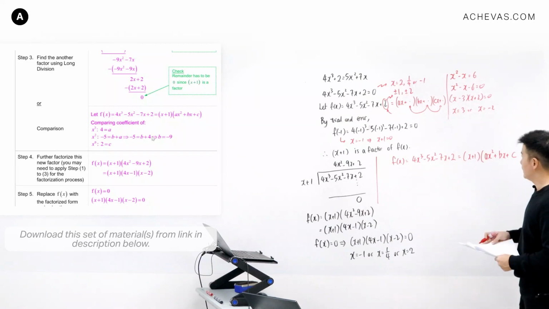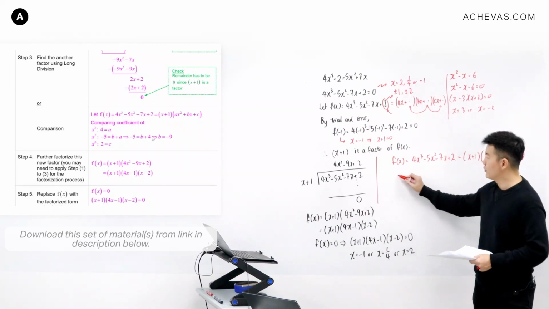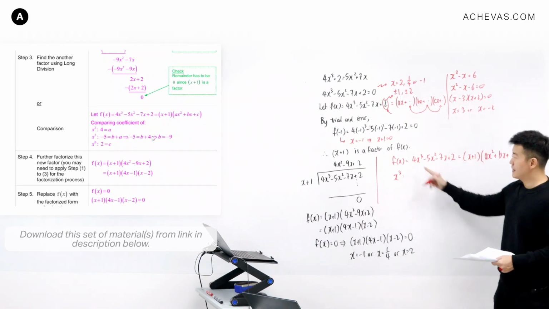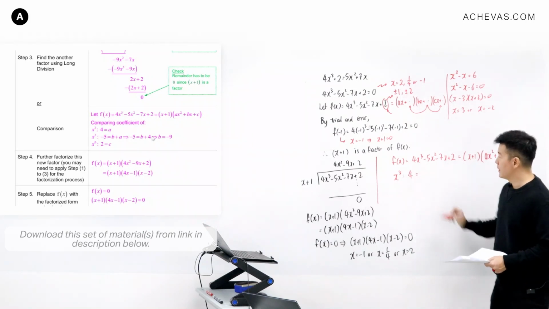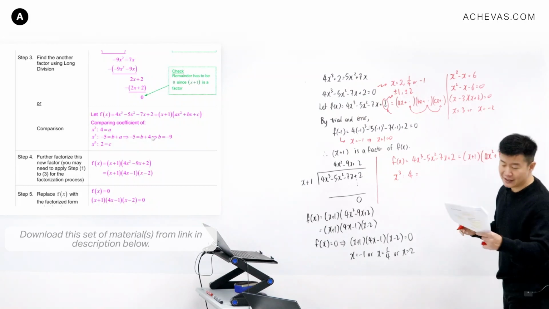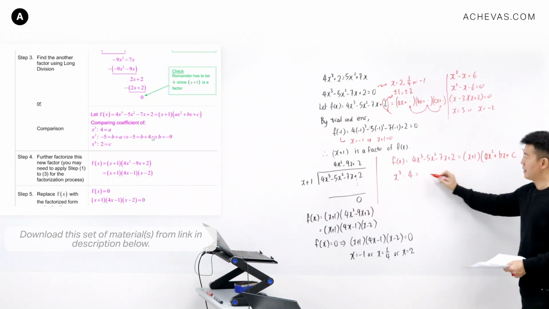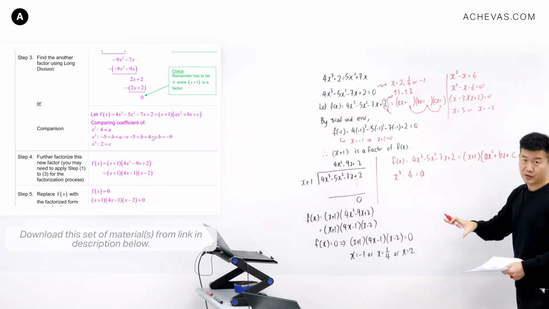Let's say I compare the coefficient of x to the power of 3. On the left hand side, it is equal to 4. And on the right hand side, how am I going to get an x to the power of 3? It is going to be x multiplied by x squared. So what is the coefficient? 1 multiplied by a is a. So I've managed to solve for a, which is 4.